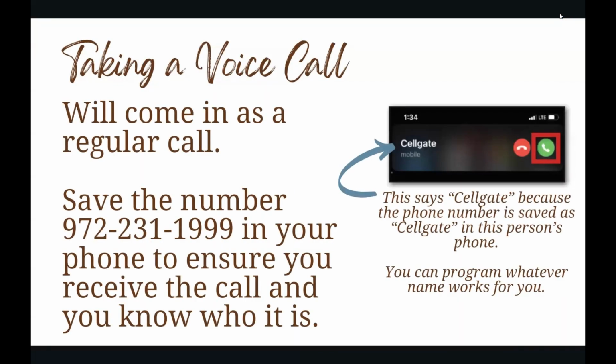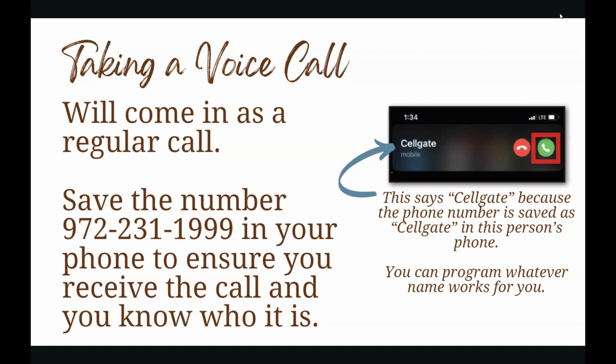So taking a voice call, it will come in as a regular call. This screenshot you see here is from someone's cell phone that programmed the phone number to be Cellgate. We were initially told that the phone number that would show up on your caller ID right now is going to be the same number that shows up if somebody calls you from the gate using the voice call method, not the app. It is not true. It is going to be this week.